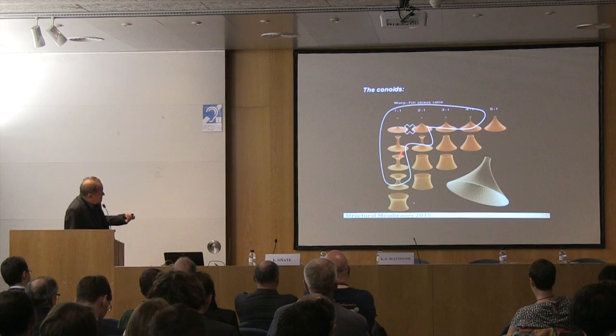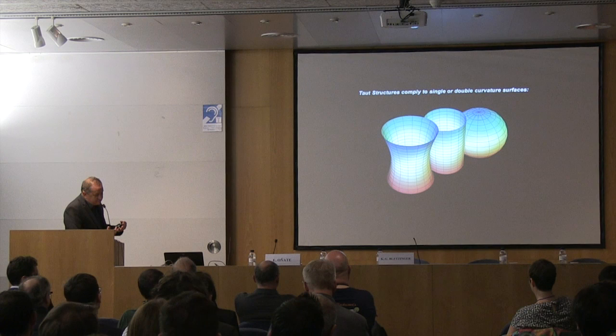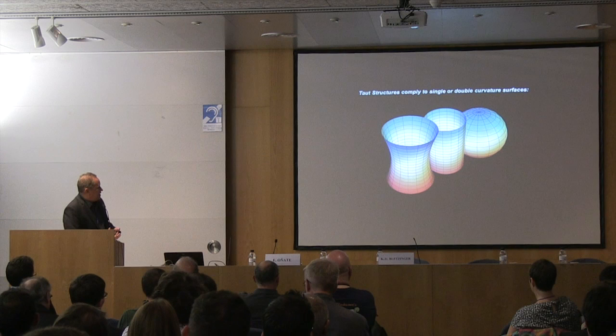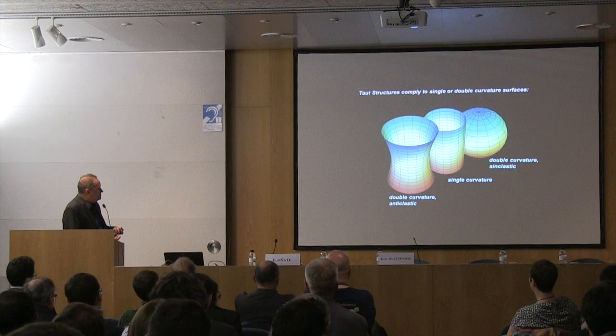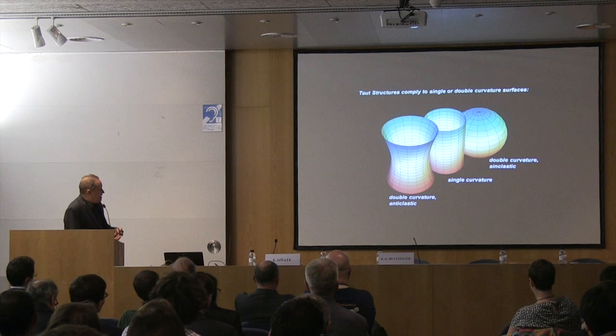Well, if we get convergent, we will converge for curved, single or double curvature shapes. So, for instance, we can have a single curvature, a cylindrical shape, a double curvature synclastic like a sphere, or a double curvature anticlastic like this paraboloid, high part.